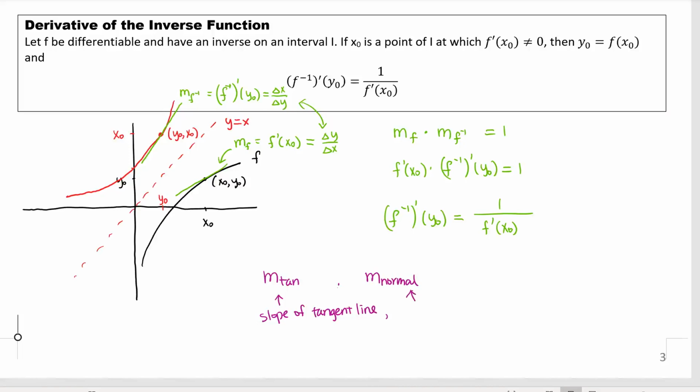M normal is the slope of the normal line. Okay, what is m normal? Negative reciprocal. Okay, so there is a negative reciprocal, but for the derivative of the inverse function, it's just the reciprocal. There's no negative. So be careful with those two concepts. Don't get confused. Cheers. Let me draw a smiley face. Cheers.